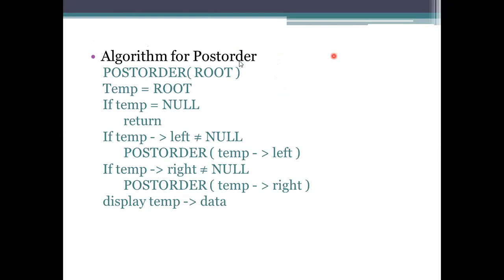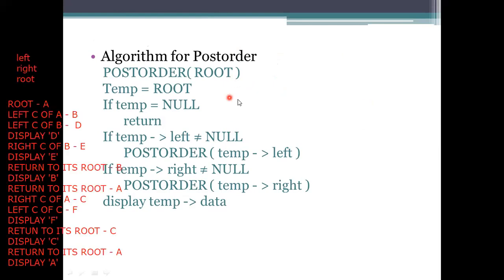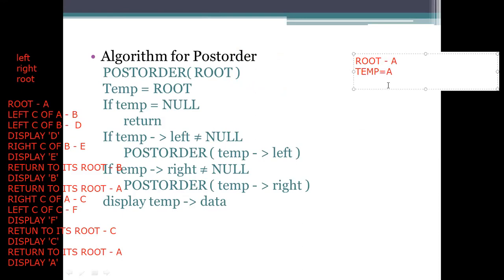So here, initially the root is A. Yes, now we need to specify them. We need to store that root in a temporary variable. If temp is equal to null, is it having a child or not? It is not equal to null, it is null. What happens? It will return the root value.